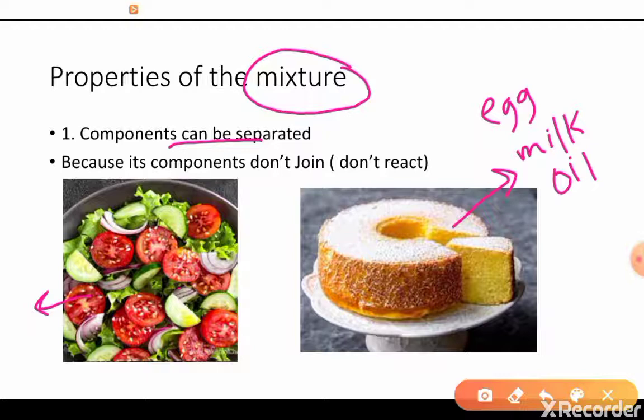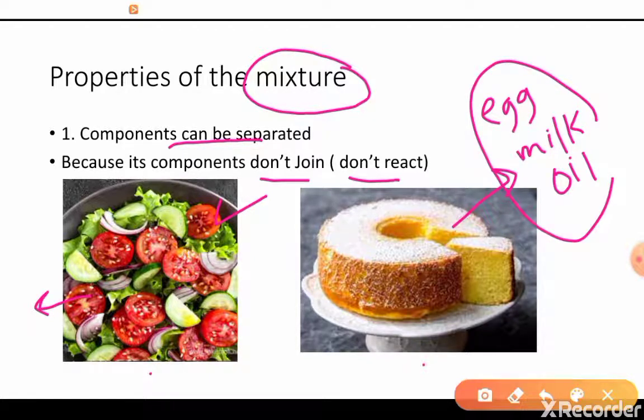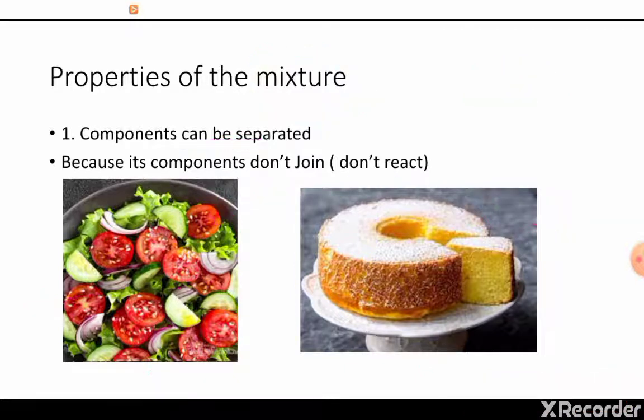So the first difference between the mixture, like the salad, and a substance which is not a mixture, like the cake: number one, the components of the mixture can be separated because these components don't join with each other or don't react with each other. But here the components of the cake join together. All the components join together to be only one thing, which is the cake. Okay? So they joined or reacted together, but here not. So this is the first difference between them.